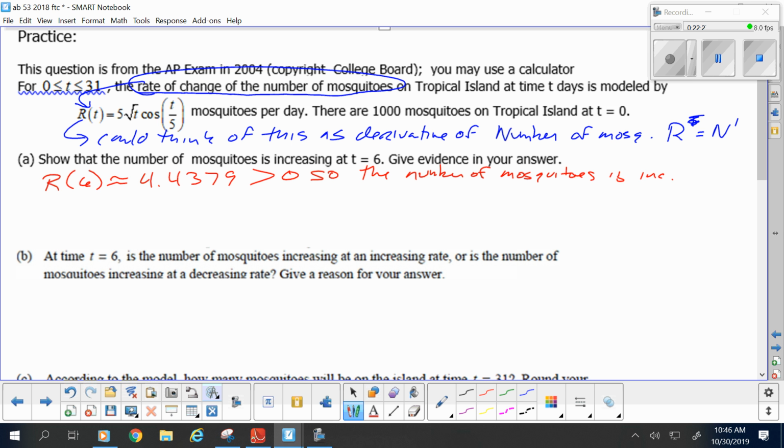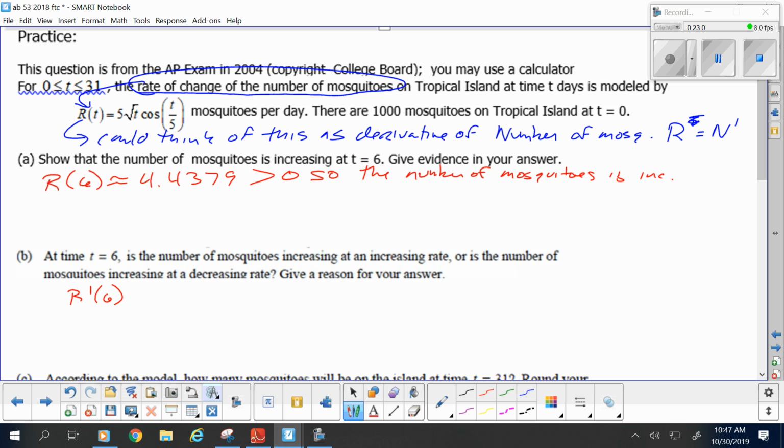B, at time equals 6. This is where it starts to get wordy. At time equals 6, is the number of mosquitoes increasing at an increasing rate, or is the number of mosquitoes increasing at a decreasing rate? I know it's increasing, but is it increasing at an increasing rate? So what should we do? Yeah, so this would actually be the second derivative of the number, which would be the second derivative of r or the first derivative of r? First. Okay, so we need to find r prime at 6.